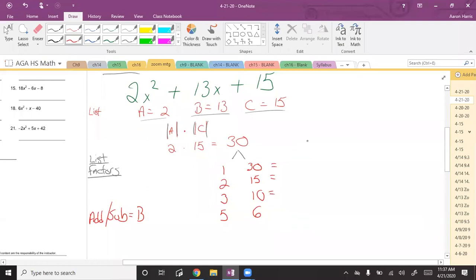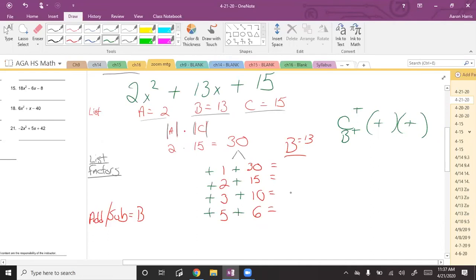So B, and I just write this like this so I can see what I'm doing. B is 13, but now I need to check. C is what? Positive. B is what? Oh, wait, positive. I wasn't paying attention again. So I know that both of my factors are going to be positive. So I'm going to put plus, plus.